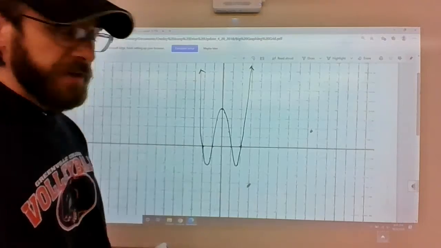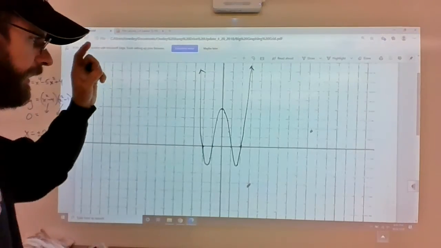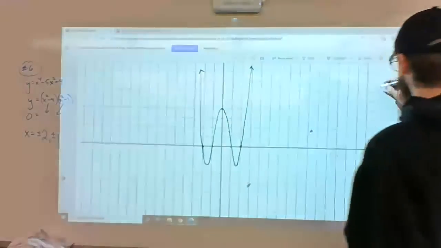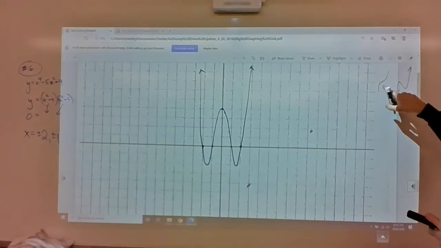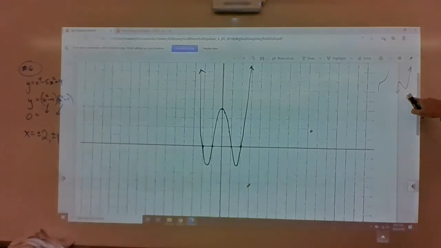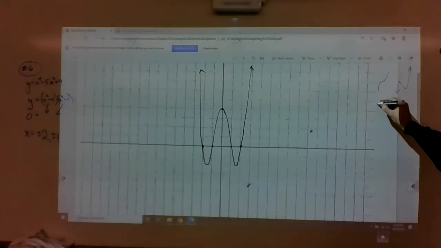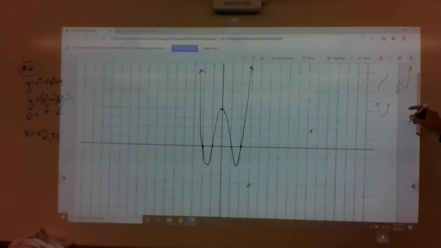And that's what number 6 looks like. Okay, so this is sort of the main odd power change. This appears to be the main even power change.